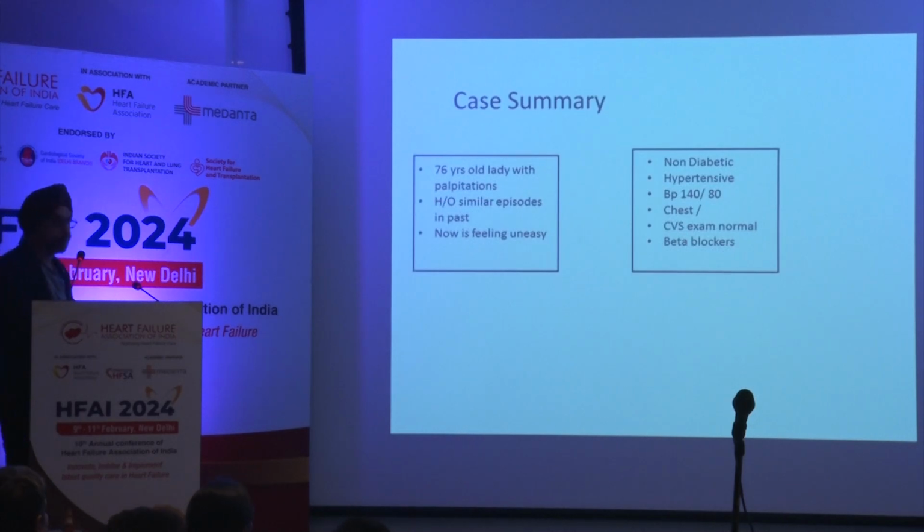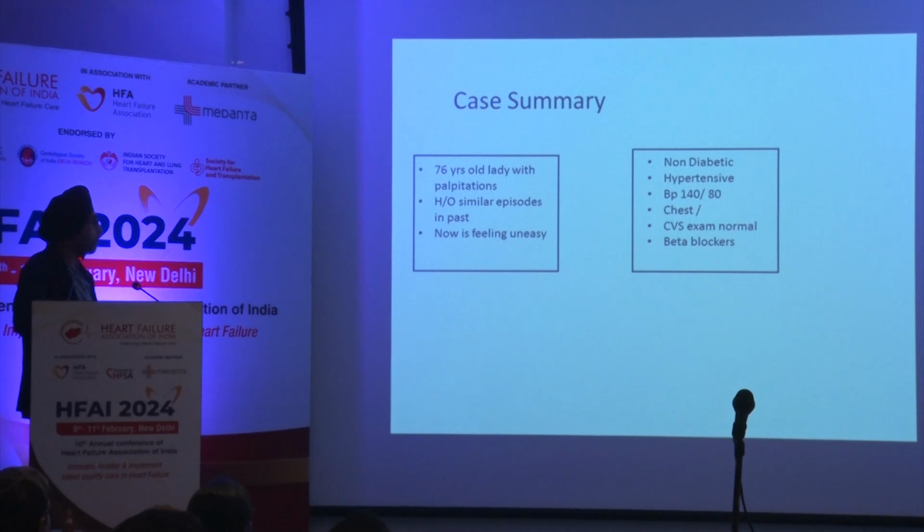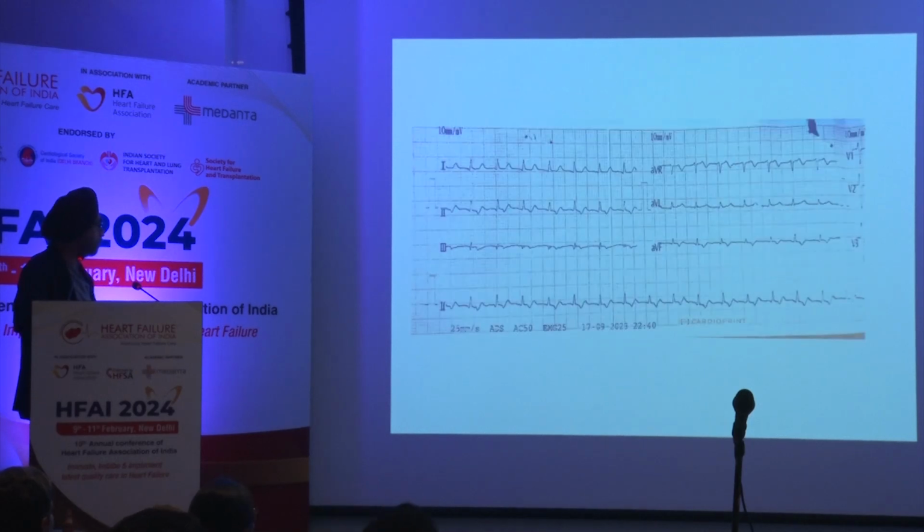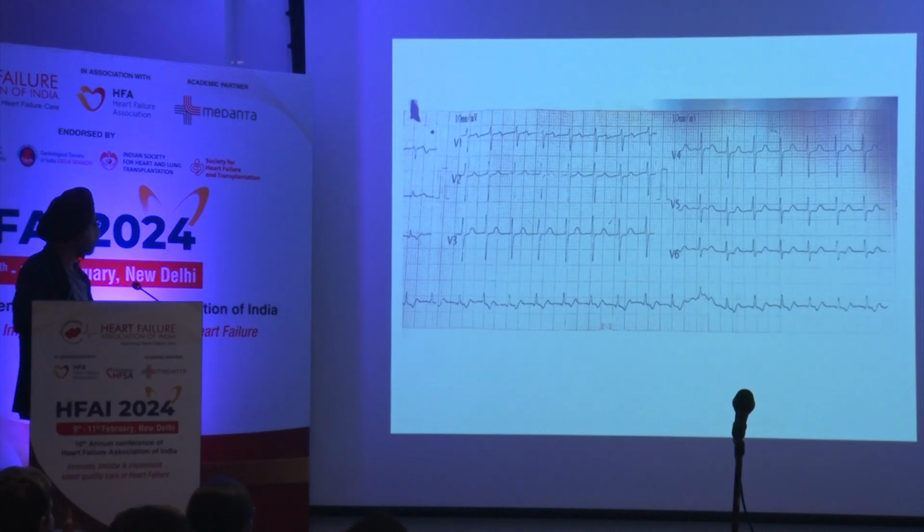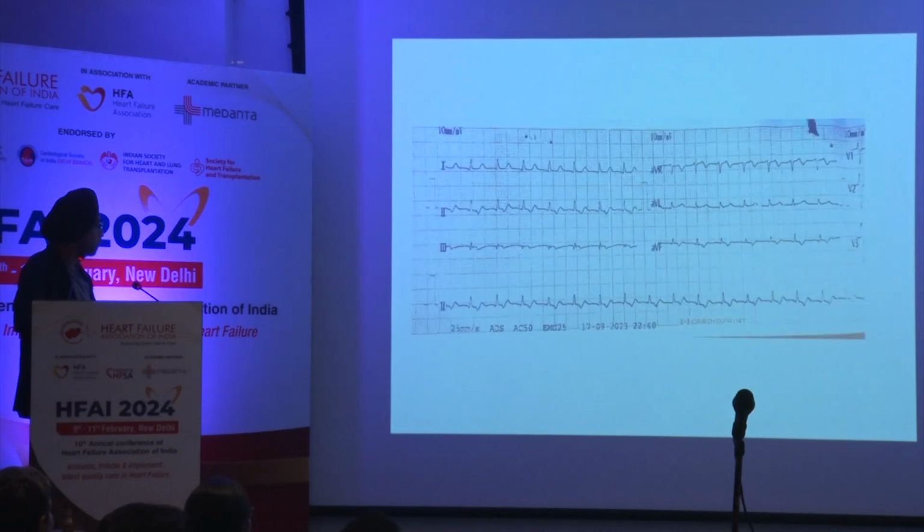So this is a 76-year-old lady with palpitations. Many past episodes, feeling uneasy now. BP is fine. She was on beta blockers and non-diabetic. This is the ECG she gets. I'll show you another one. So this is the ECG. So these are chest leads and this is the limb leads.